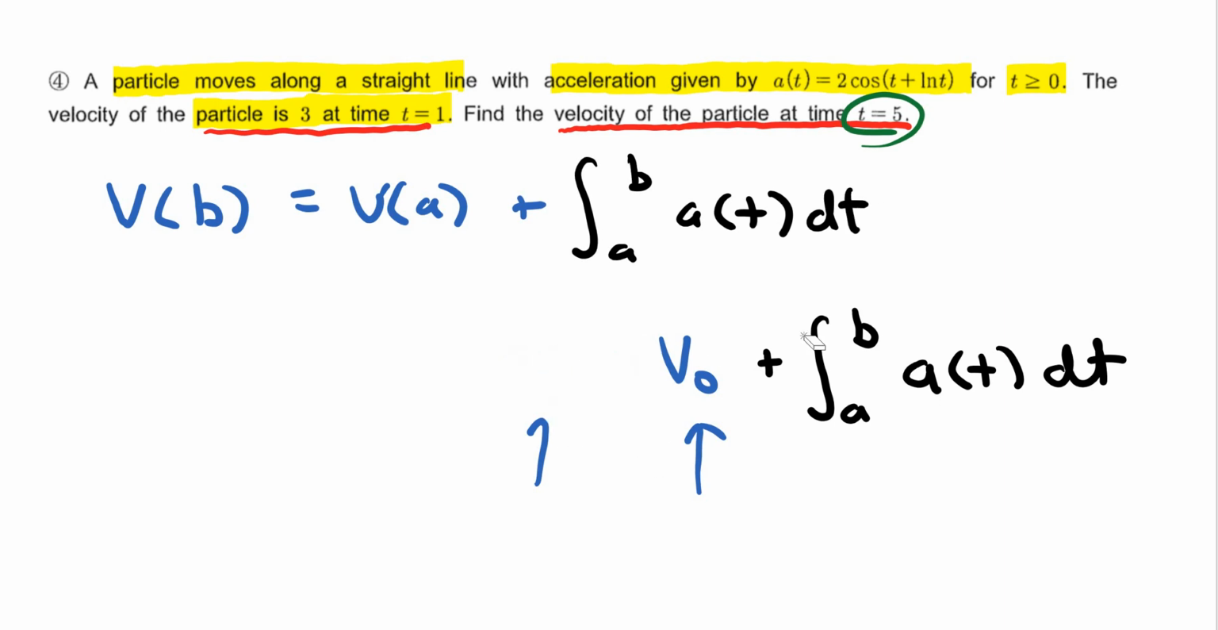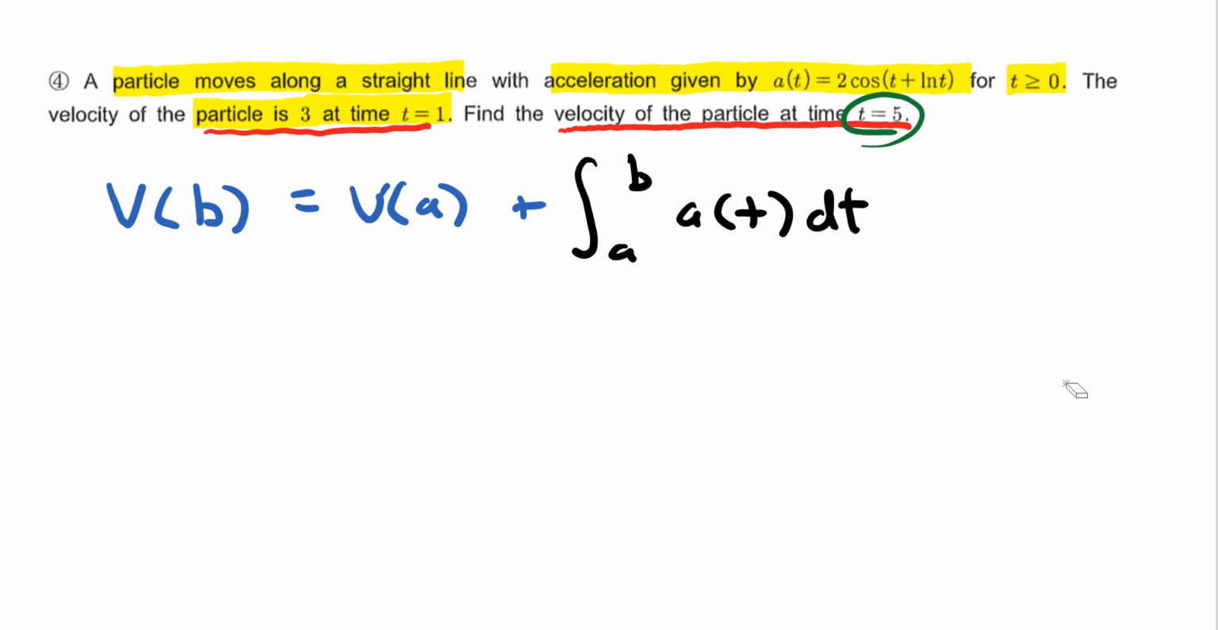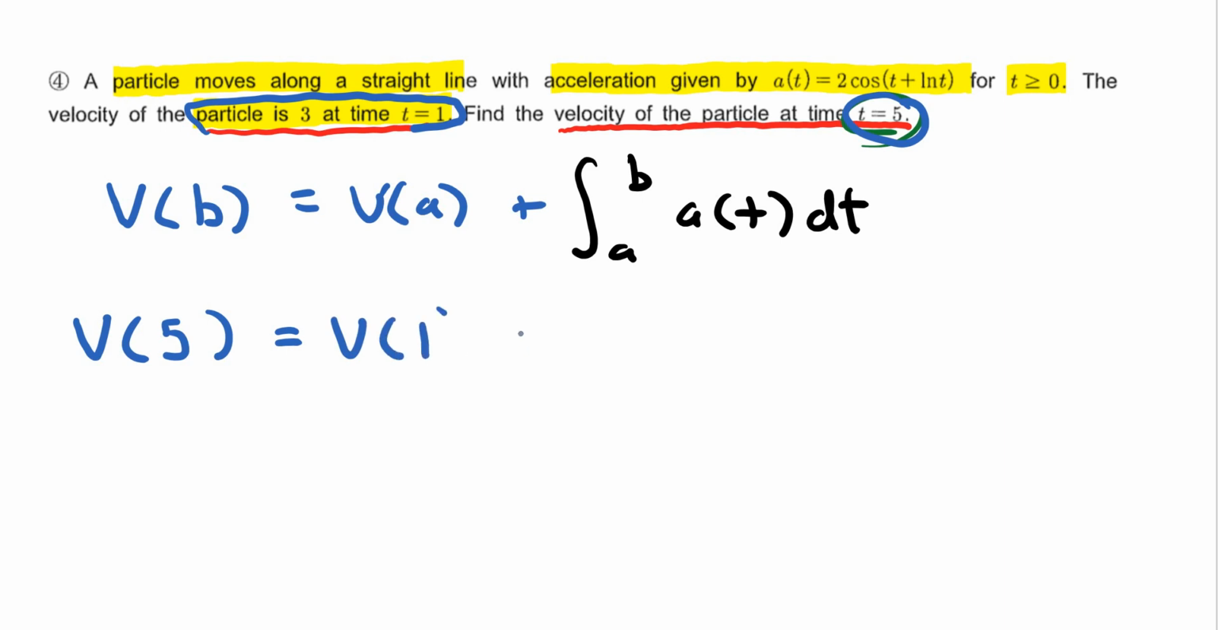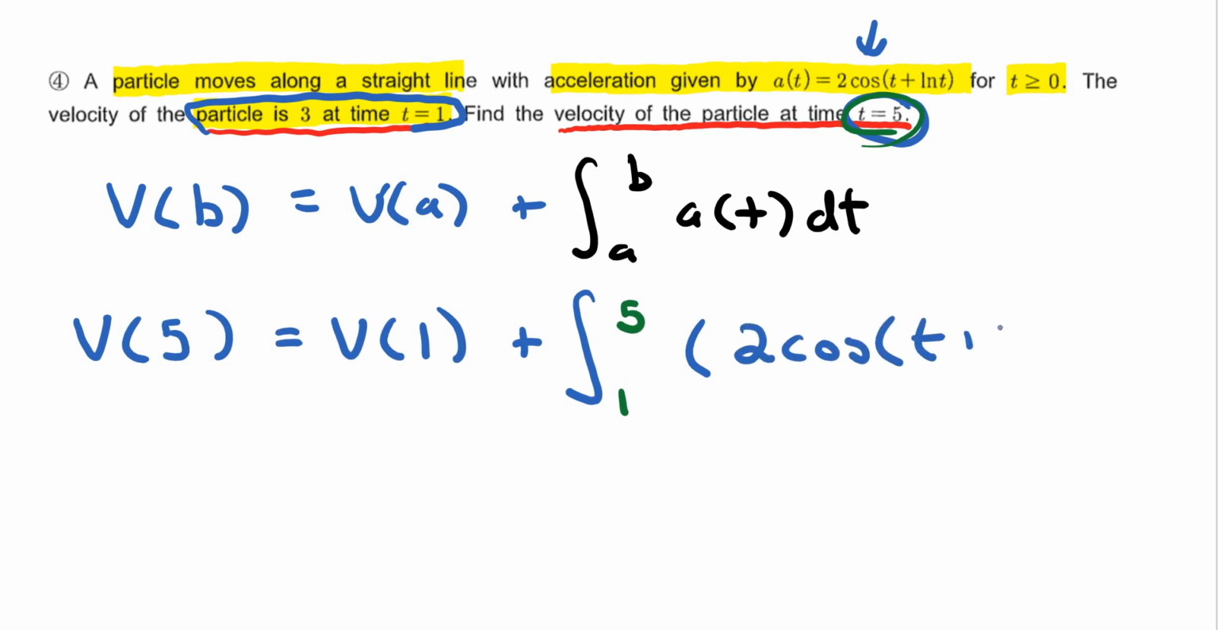Okay, a little bit of work there to set up that integral. But now the easy part is we just plug the numbers and functions into this formula and jump right to our calculator. Our final time is 5, so we want to find the velocity after 5 seconds. We're given our initial velocity at time t equals 1 is 3, so this is v of 1, plus the integral from 1 to 5. And our acceleration function is given over here, which is 2 cos t plus ln t, and we're integrating with respect to time.